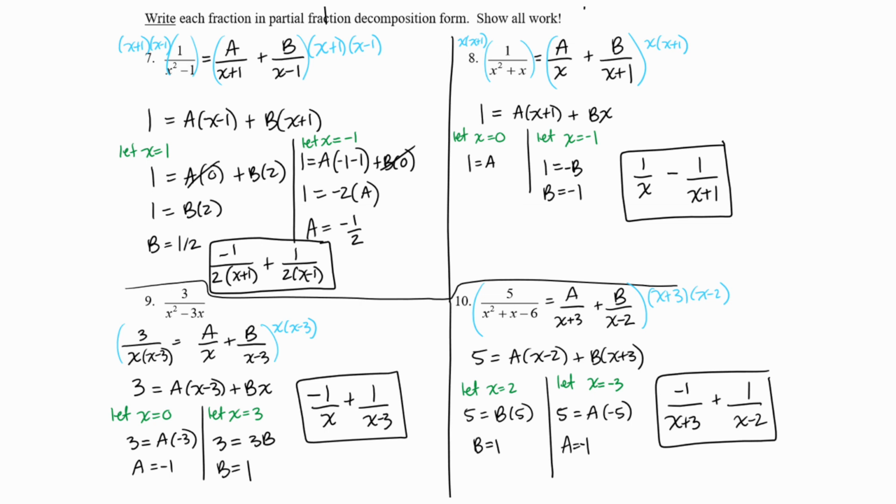Then you can just substitute in a and b. So the answer that I got is negative 1 over 2 times (x plus 1) plus 1 over 2 times (x minus 1). For number 8, same thing. You have to simplify the denominator, which gets you x and x plus 1. So you can put it as a over x plus b over x plus 1. Then you can cross multiply, which gives you 1 equals a times (x plus 1) plus b times x. Then you can let x equal 0 or x equal negative 1.